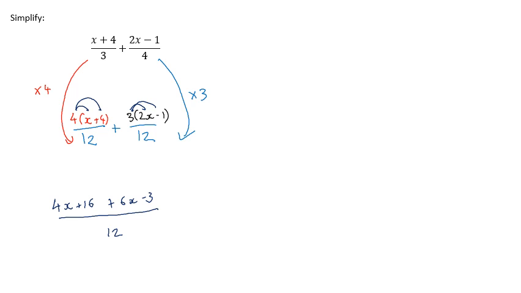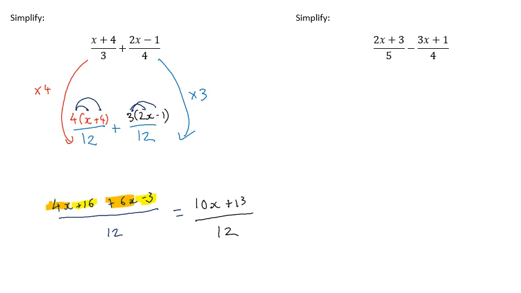And all I need to do now is simplify this. We've got 4x plus 6x, which is 10x. And then we have got 4 take away 3, which is plus 1, all over 12. Have a go at this question on the right now.